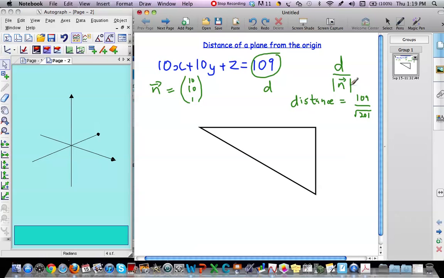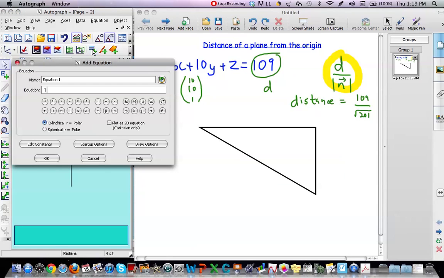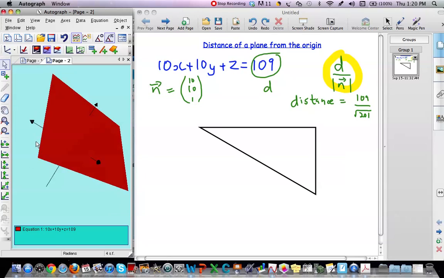The remainder of the podcast will focus on why it is that this particular expression yields the plane's distance from the origin. And so what we're going to do, just for some visual aid, is plot our plane, and I'm going to add the equation over here. The equation is 10x plus 10y plus z equals 109, and we see a representation of that plane on the graph.